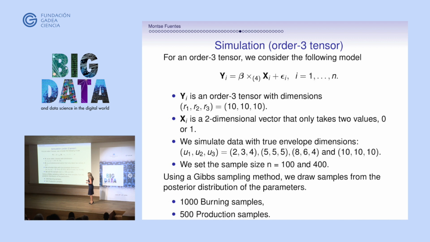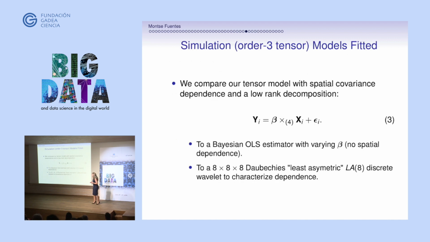So here we are going to be working with sample sizes of n, 100 and 400, and we are going to be working with different sizes of the envelopes. So the original data set is a 10 by 10 by 10, and we are going to work with different sizes for the envelopes. So just to show you the differences in using the approach presented here, where we characterize the spatial dependence in the residuals, and we allow the betas to change across the space, versus a Bayesian version of that without a spatial structure in the residuals, and then a wavelet approach here.